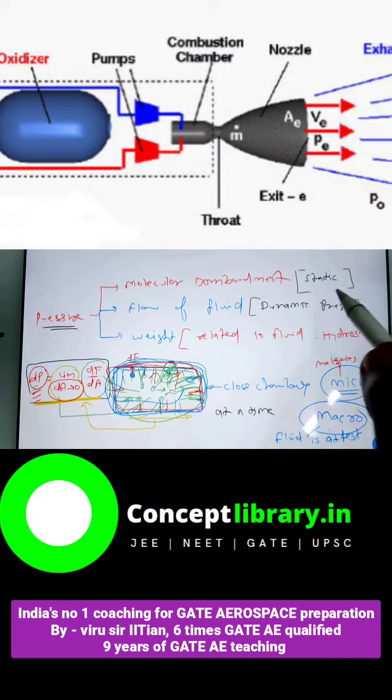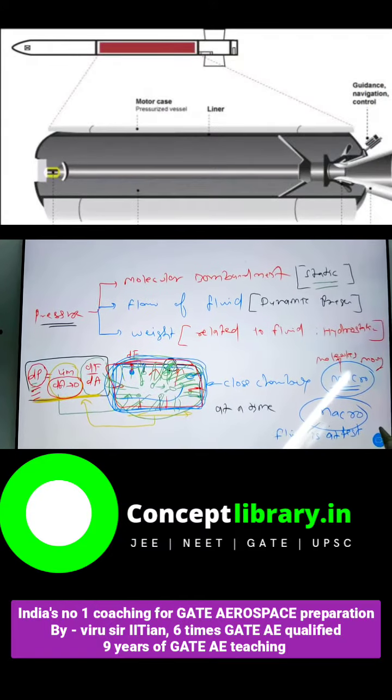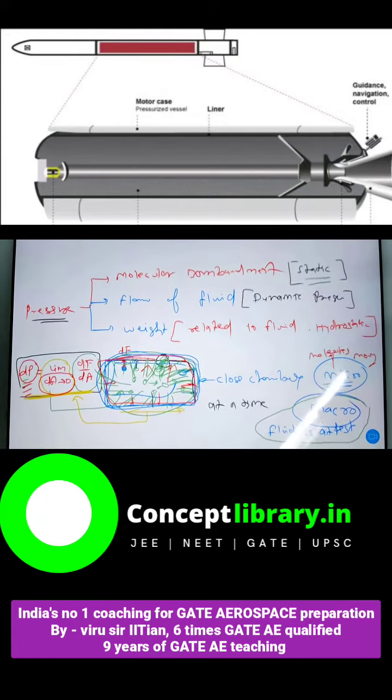And this pressure is only, I am explaining as static pressure. Why static pressure? Because at macroscopic level, your fluid is at rest. I hope it's clear.